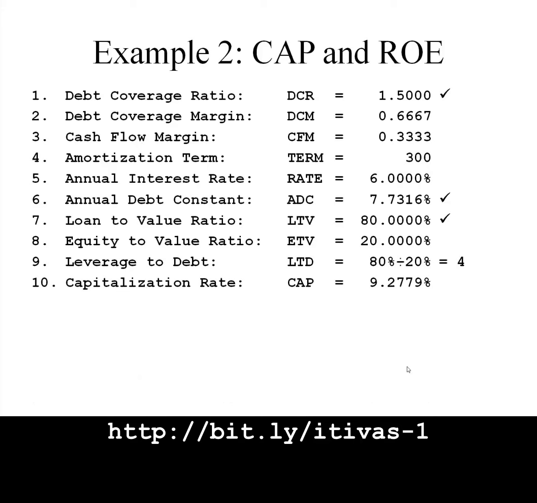And now we see that the cap rate is slightly higher. Now it's 9.2779%. That change came from the change in the debt coverage ratio, increasing the DCR from 1.25 to 1.5.